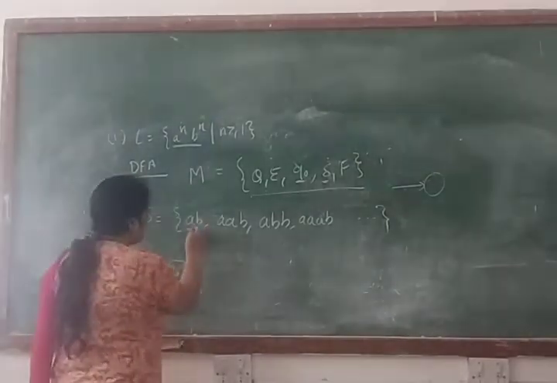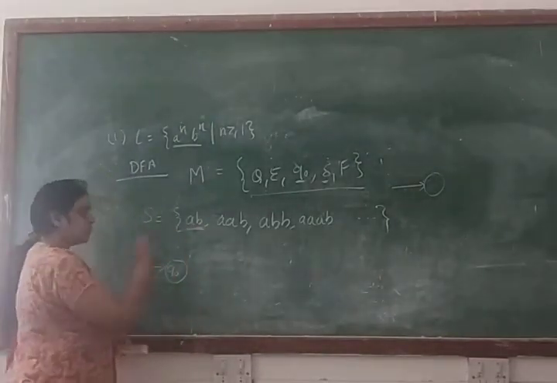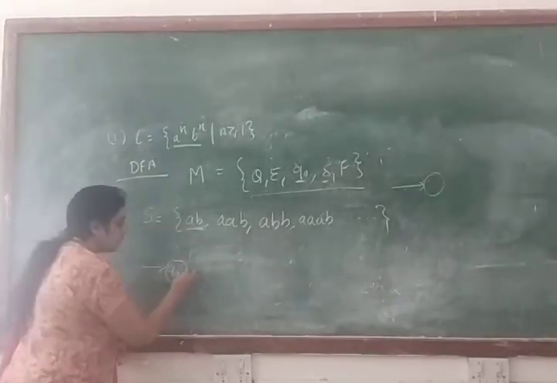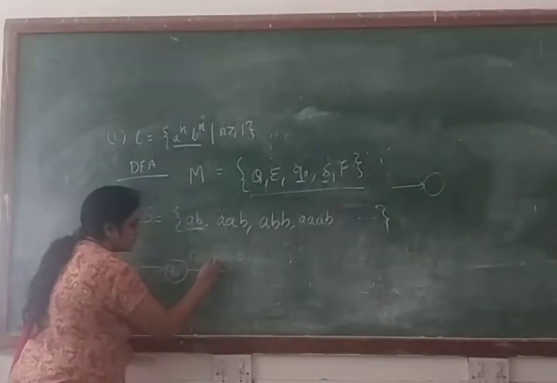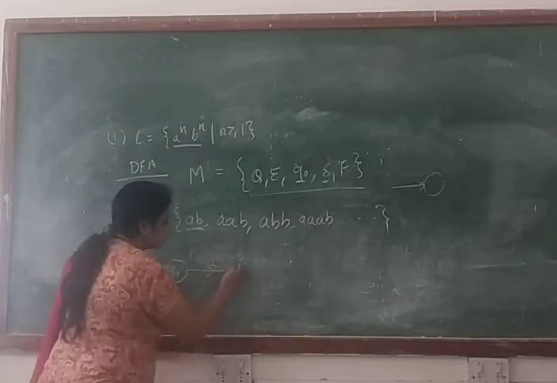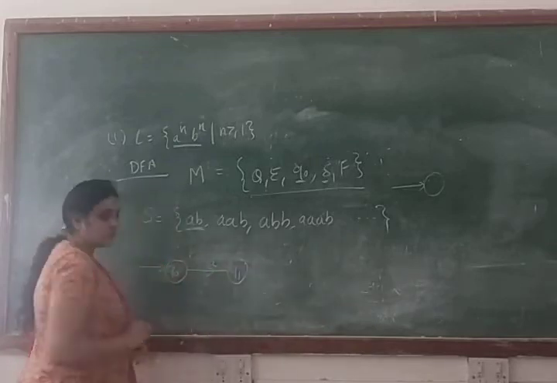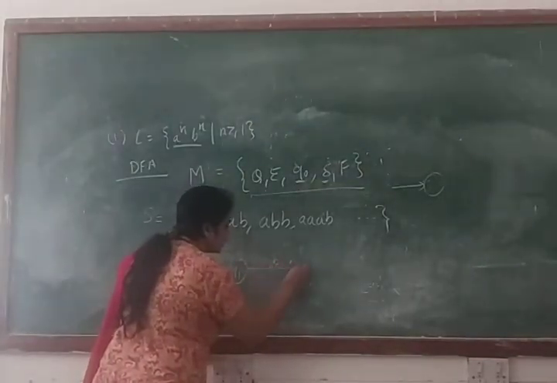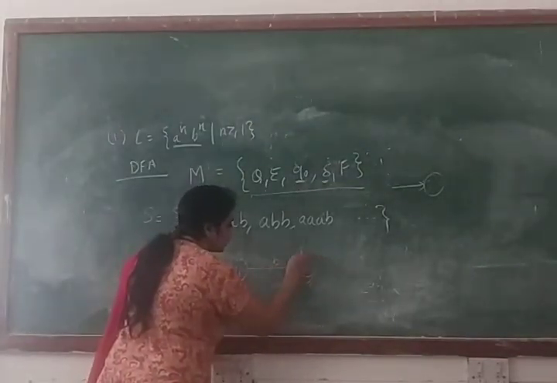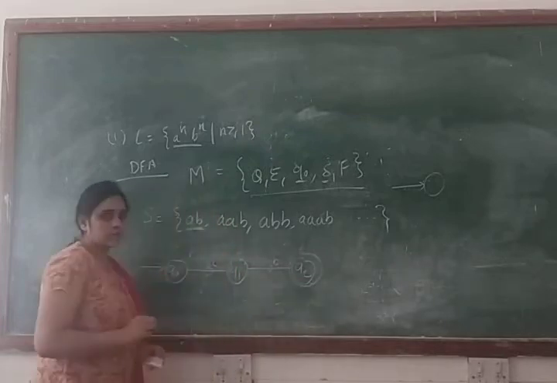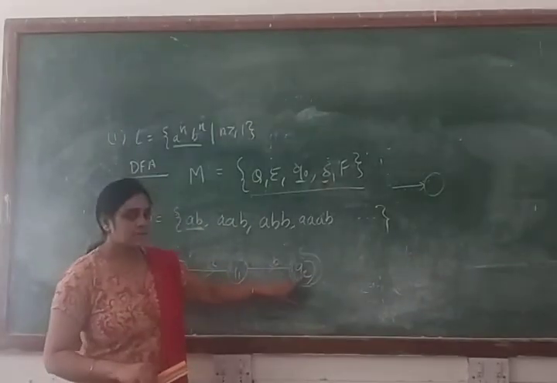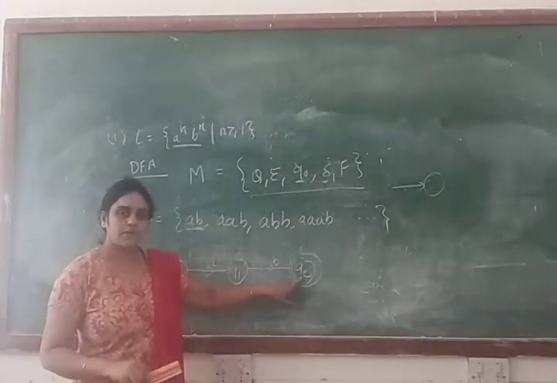Now if you are making a machine for AB, that means your machine should accept this string. And how will it accept? By using input symbol A, you will move from Q0 to Q1. Q1 is your intermediate state, and after that you will make a transition for input symbol B from Q1 to Q2, and Q2 is your final state. How will you identify the final state? When you make a double circle for the state, that means this is your final state.